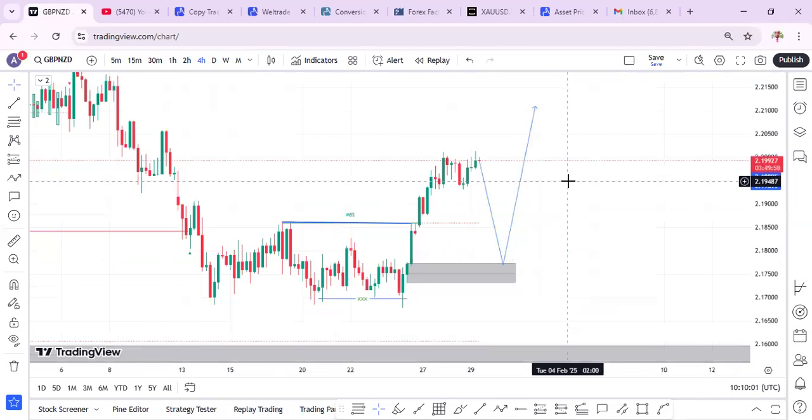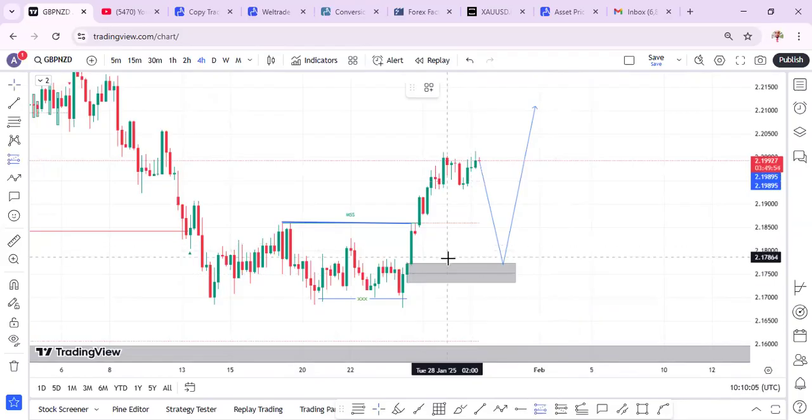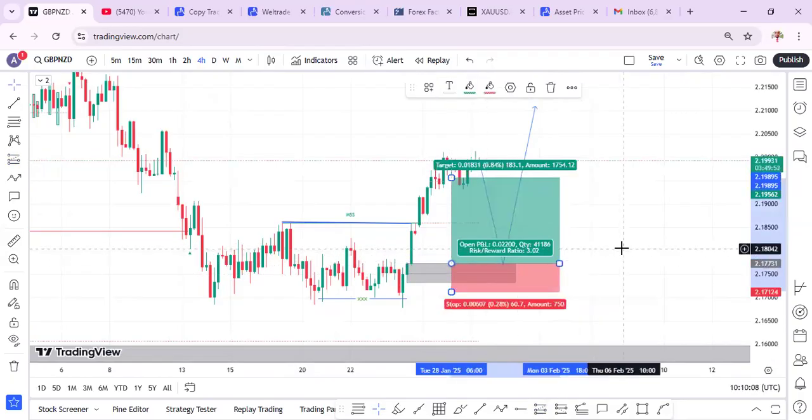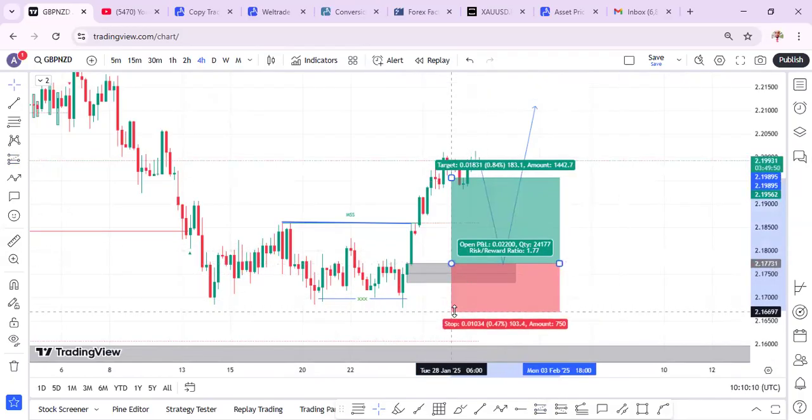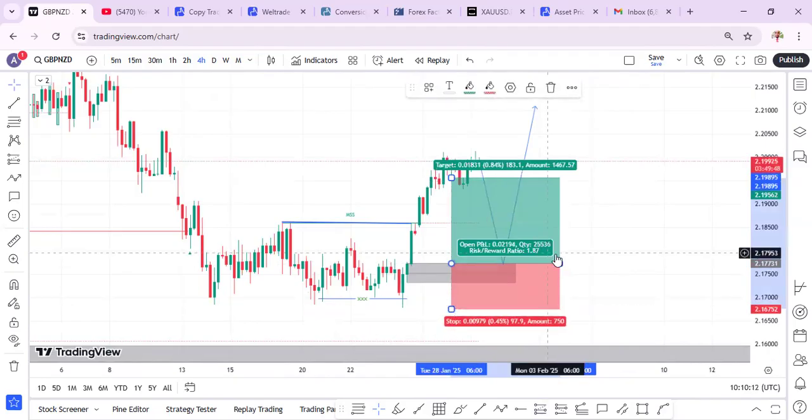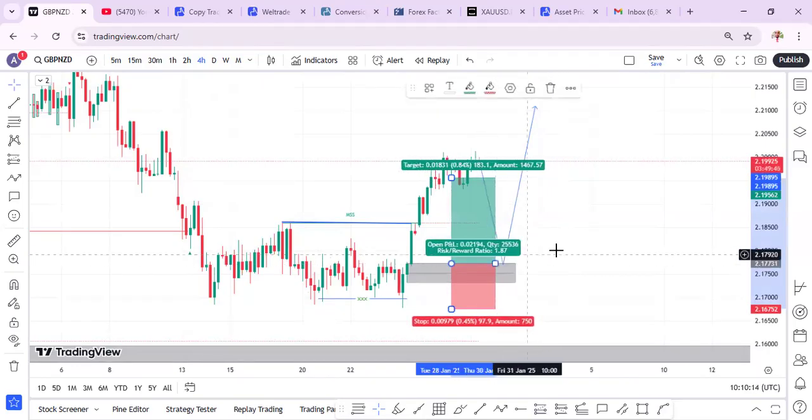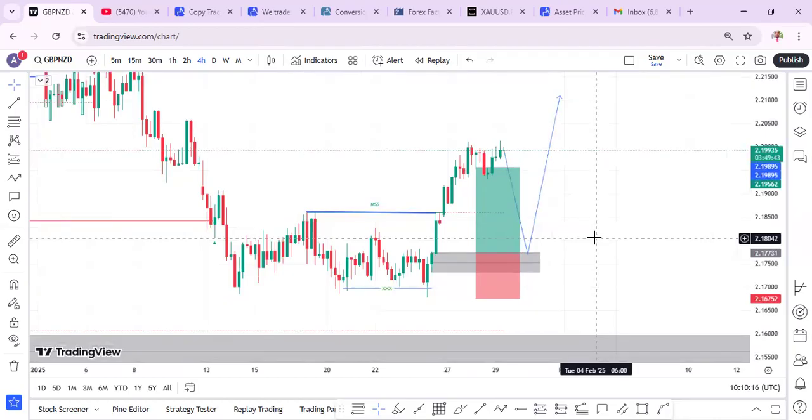So now I can do 2 things here. The first thing, I can do a buy limit. If I want to take an aggressive entry, I will do a buy limit. I will put my stop loss below the swing low. Now, where is the liquidity?